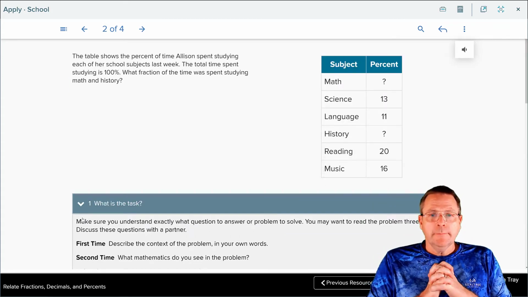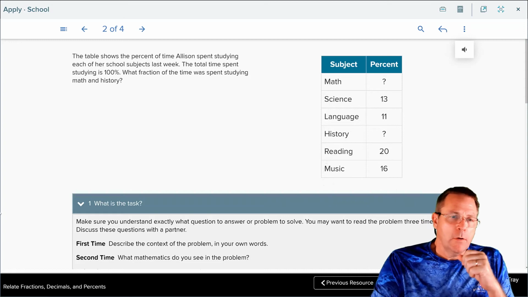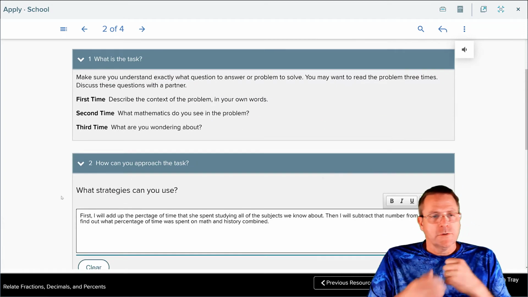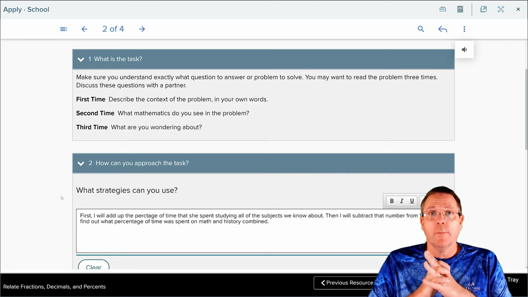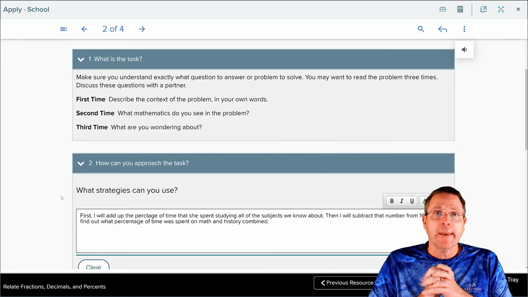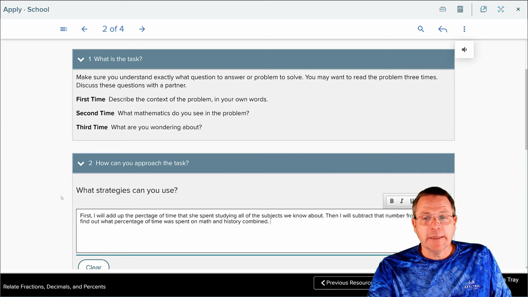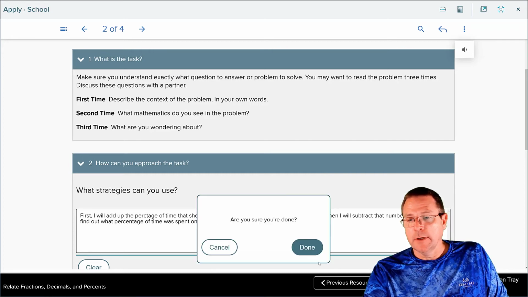Did you get it done? Well, how would I go about it? First off, in words. First, I will add up the percentage of time that she spent studying all the subjects that we know about. After I do that, then I will subtract that number from 100 to find out what percentage of time was spent on math and history combined. That is my plan. Of course, I need to hit the done part here.